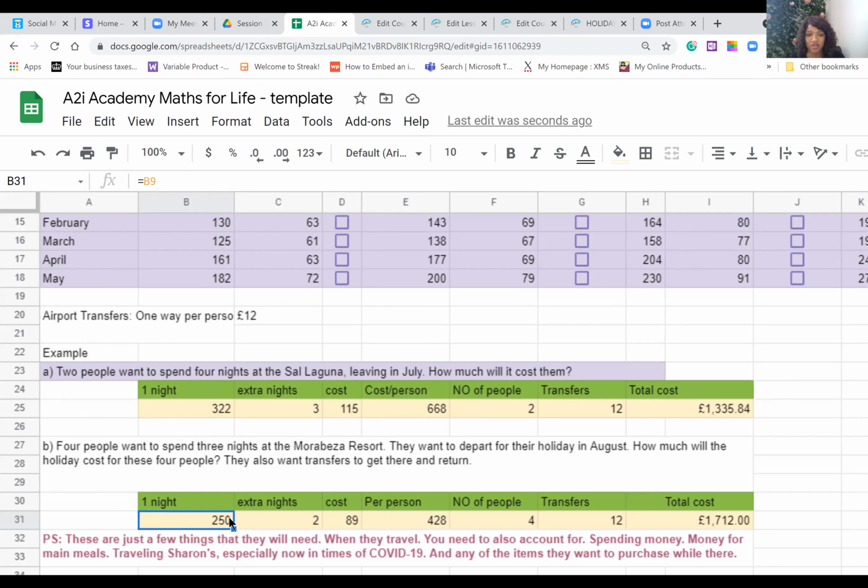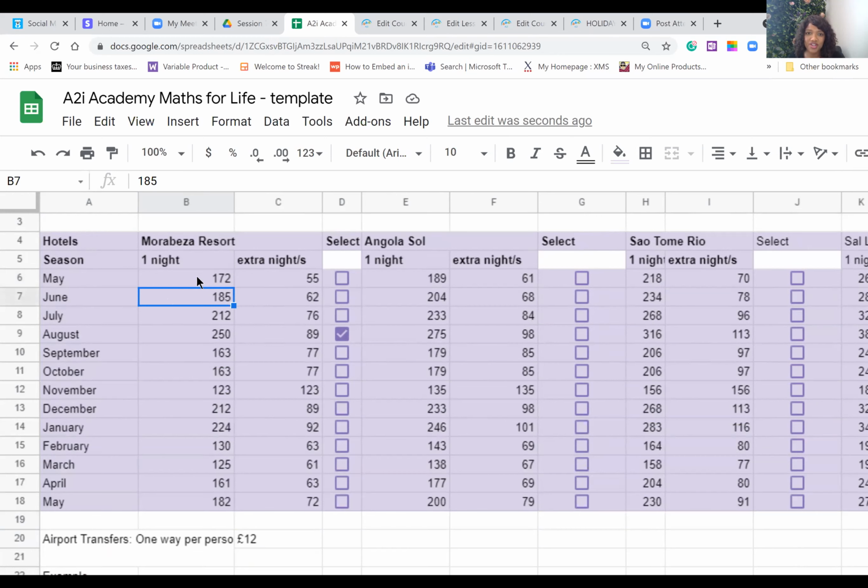So the first one night, I just went onto the table and got the data. On the table here, we have all the cost in pounds. So in May, you pay £172. In June, you pay £185. But we're going in August, so I selected the one in August.